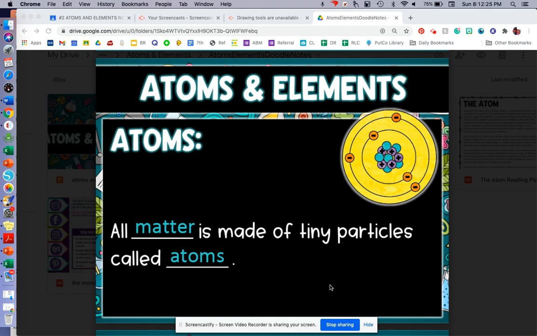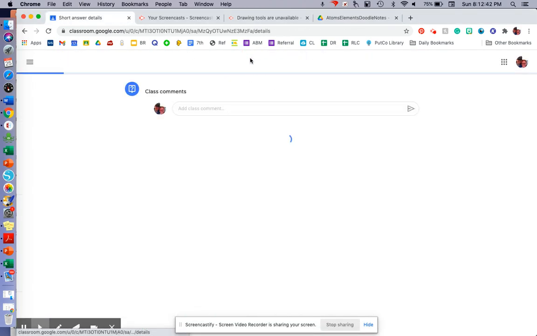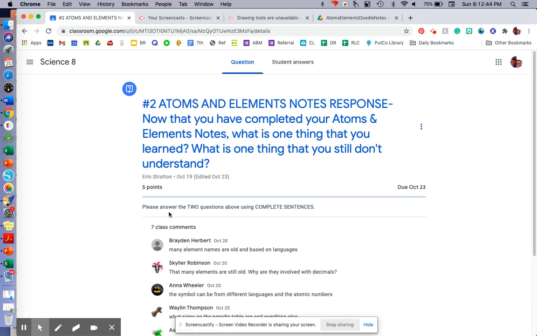So I just wanted to answer the questions that you asked in response to the notes that we did last week, our atoms and elements notes. Before I get into some of your answers, what I want to do is talk about the way you responded. If you looked at our instructions here, it said to answer the two questions above using complete sentences.